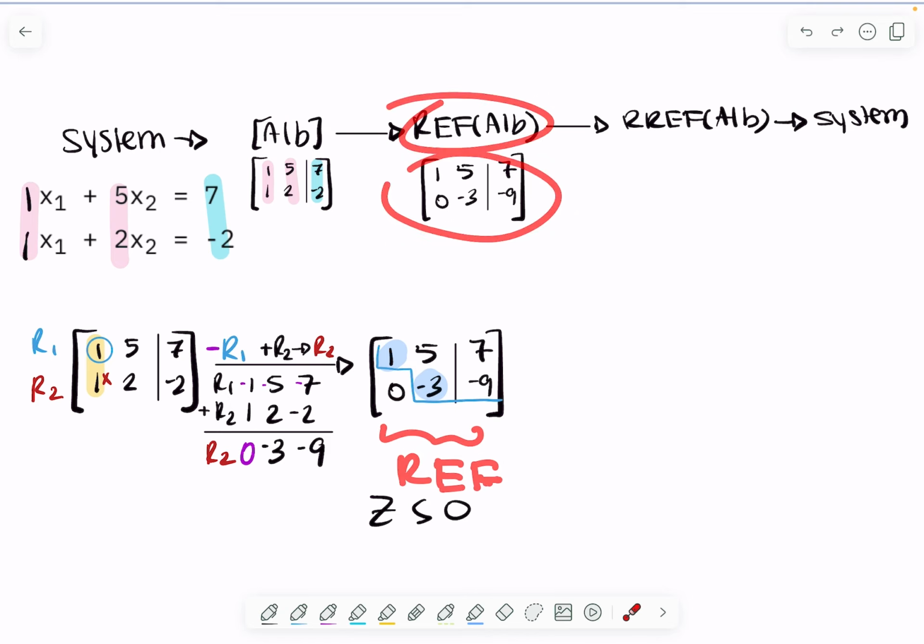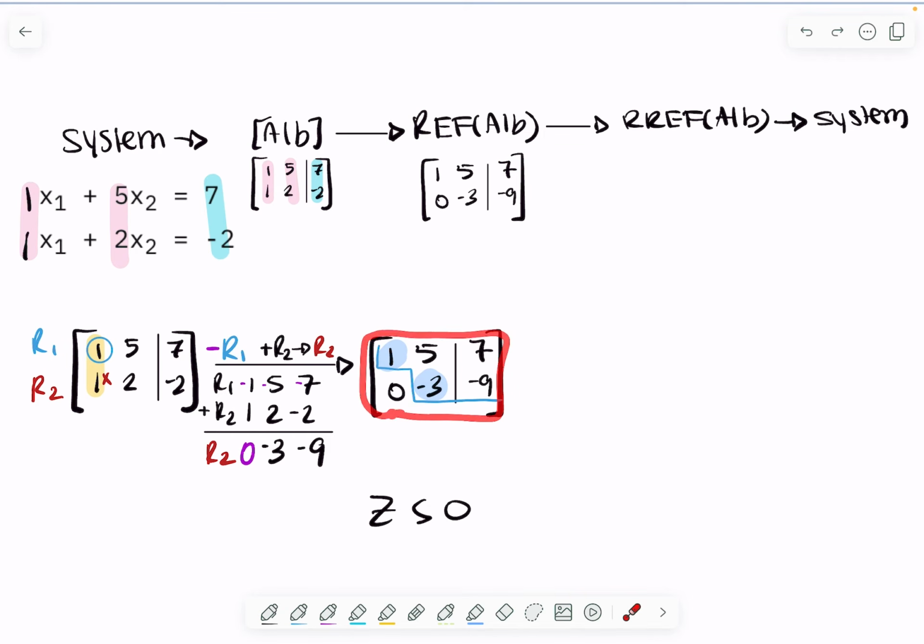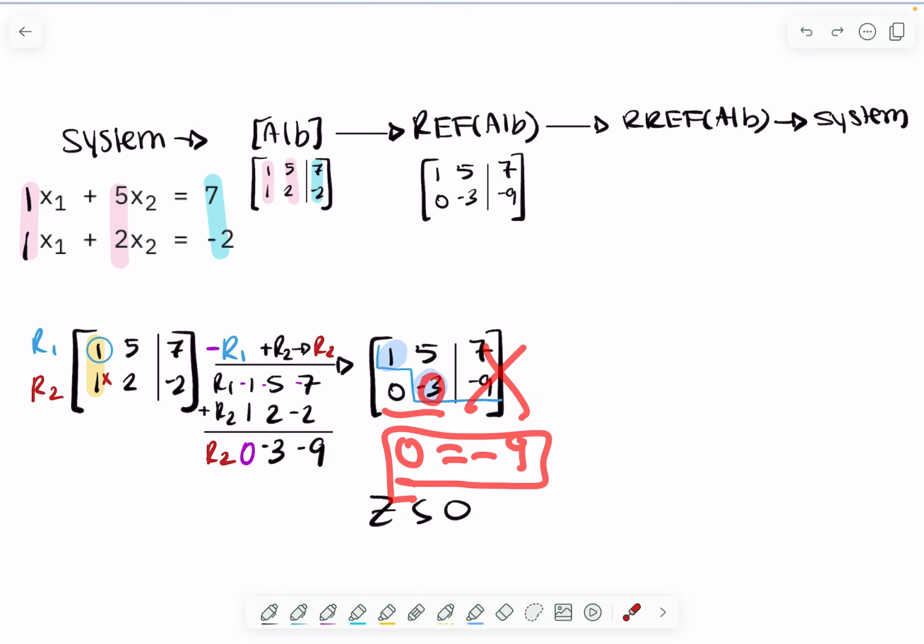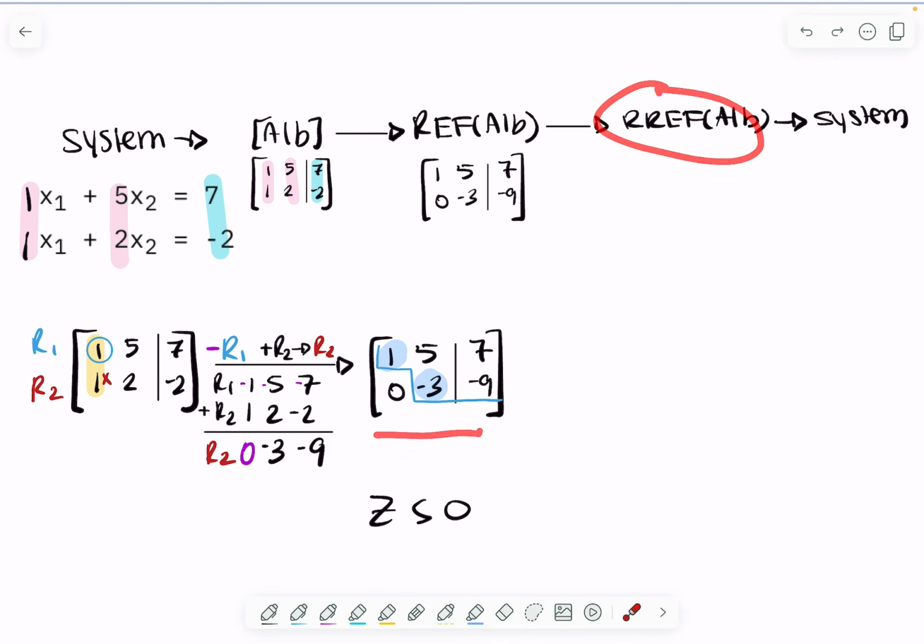So this is where we are at this moment. Right now, I don't see anything that tells me that there's no solution, like something like this. This would mean 0 is equal to negative 9, and that's not true. That would mean there's no solution, so I would have stopped here and not kept going, and would have just said no solution to the system. I don't see any signs like that, so I'm going to continue on to converting this into reduced row echelon form to find out whether I have a unique solution to the system or many solutions.